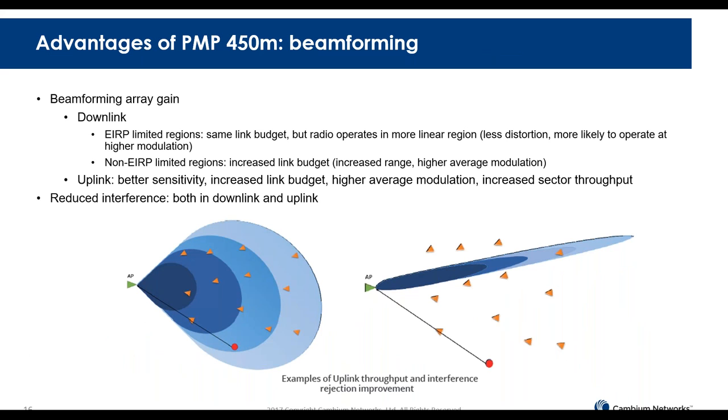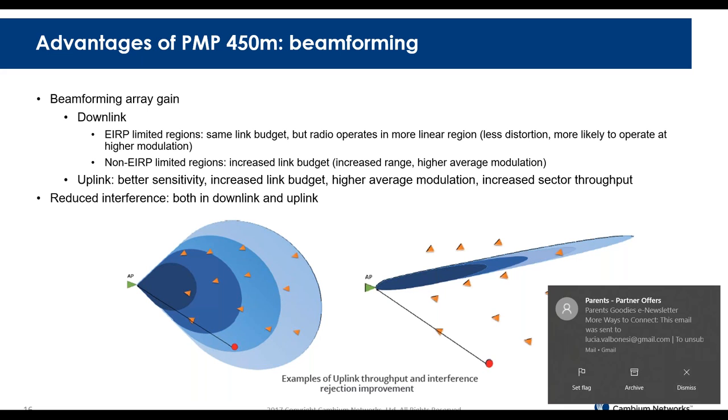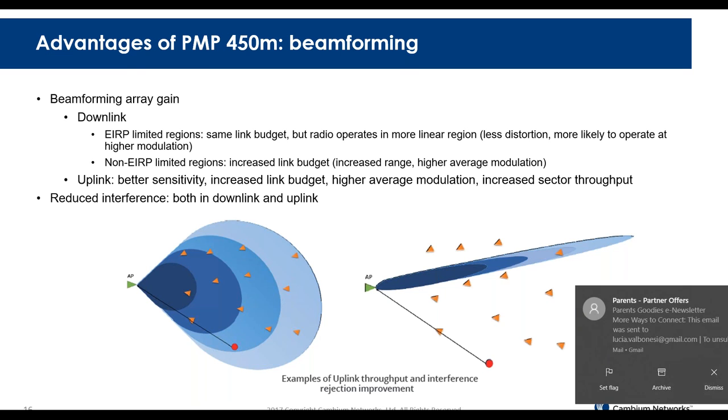The PMP 450M also has many other advantages besides the obvious higher throughput advantage due to the massive MU MIMO feature. Another advantage is given by the beamforming feature, namely by the beamforming array gain. This is a gain that's given by the fact that there are multiple antennas in the access point, and it's present both in the downlink direction and in the uplink direction. In the downlink direction, we have to distinguish between two cases, between regions that are EIRP limited and regions that are not EIRP limited. Traditionally, the EIRP is seen as the sum of the transmit power and the antenna gain.